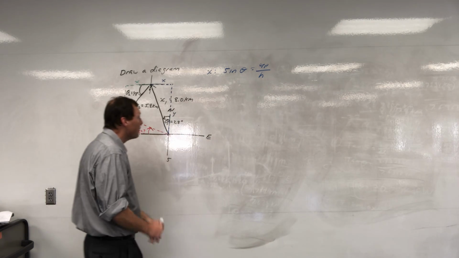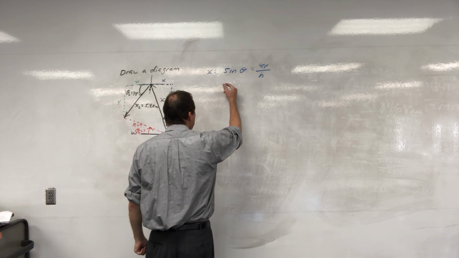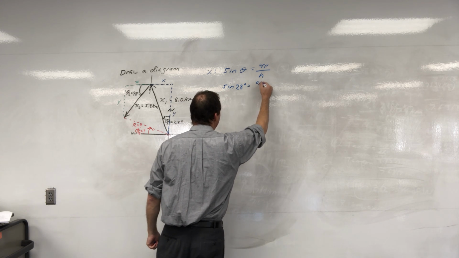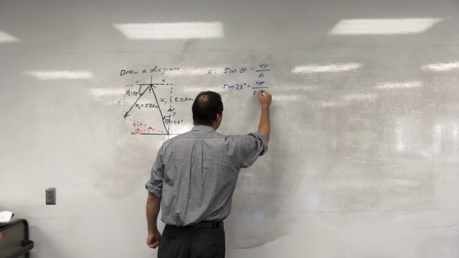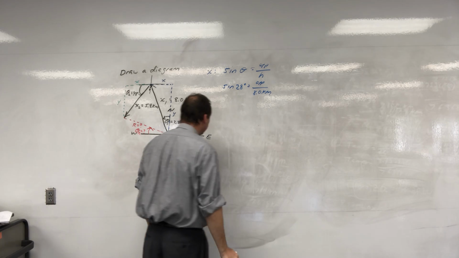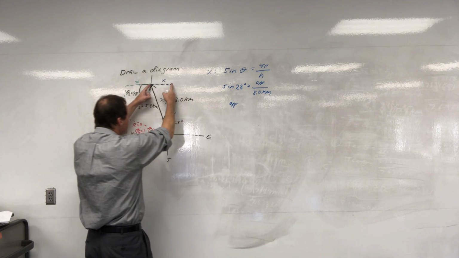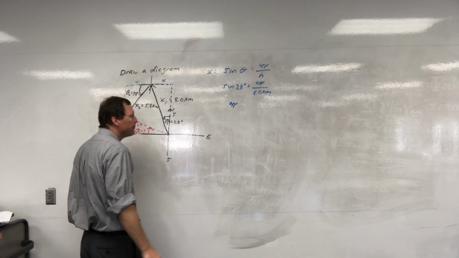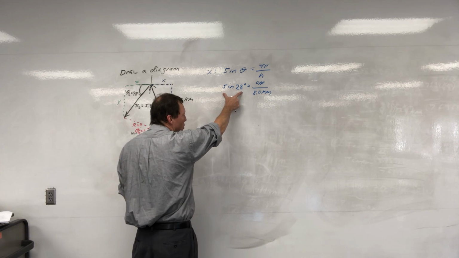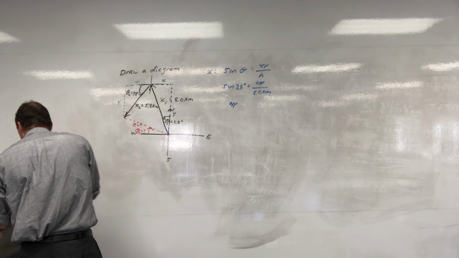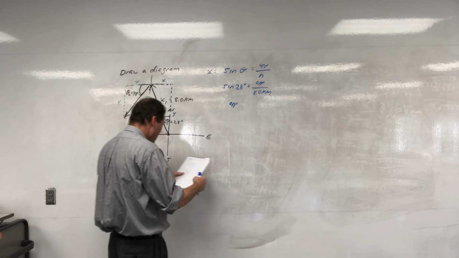I chose sine. Now I'm going to substitute. Sine 28 degrees equals the opposite over 8 kilometers. Now I solve for the opposite side, which is this x component. I'm going to take the sine of 28 degrees and multiply that by 8. When I do that, I end up with 3.75.